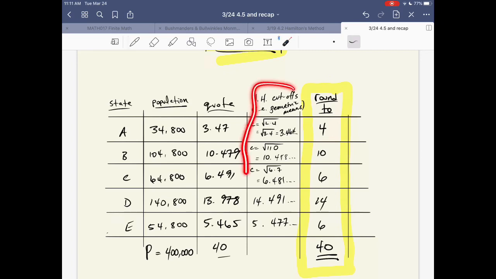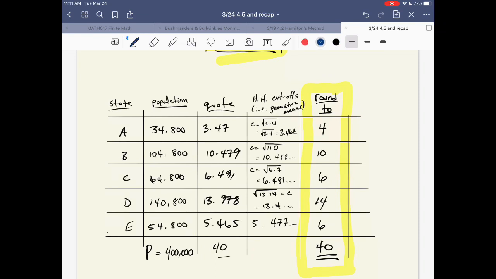And our Huntington-Hill cutoffs will not change. These are still just the geometric means, except for that 13 and 14. So now this one will change. Square root of 13 times 14 is, well, it's 13.4 something, and we know that 13.97 is definitely bigger, so that will get rounded up to 14 there. And this geometric mean won't change either.